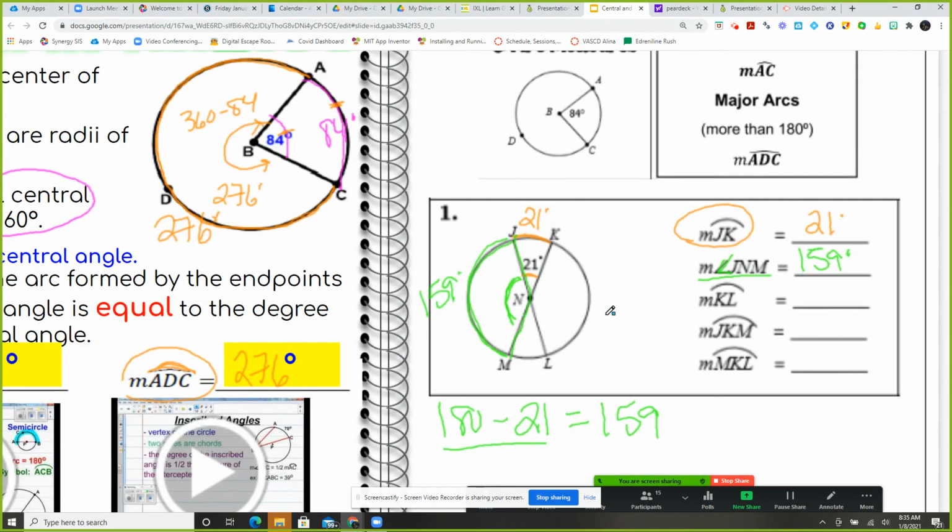And then KL, I've got an arc here, so I'm looking for arc KL. Are these vertical angles? Yes, they are. So both of these blue arcs, the central angle and the arc opposite it, are going to be 159 degrees because they're vertical. So you can have vertical angles in a lot of different shapes.